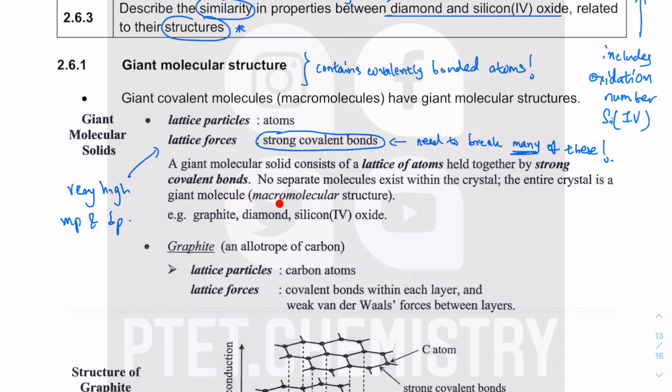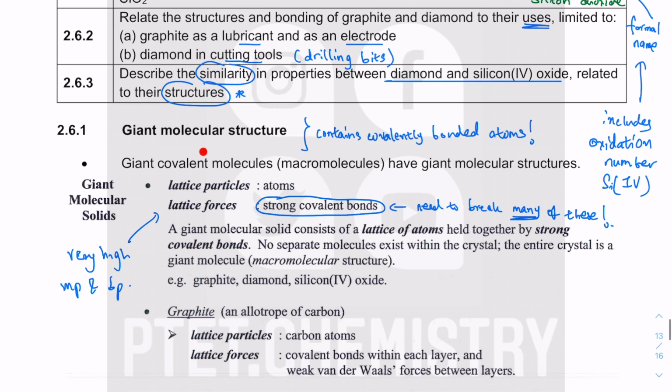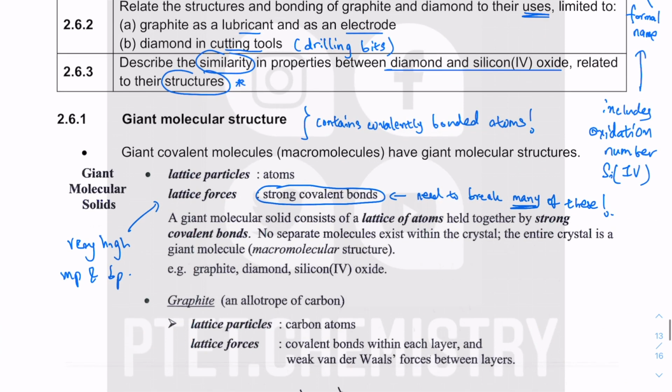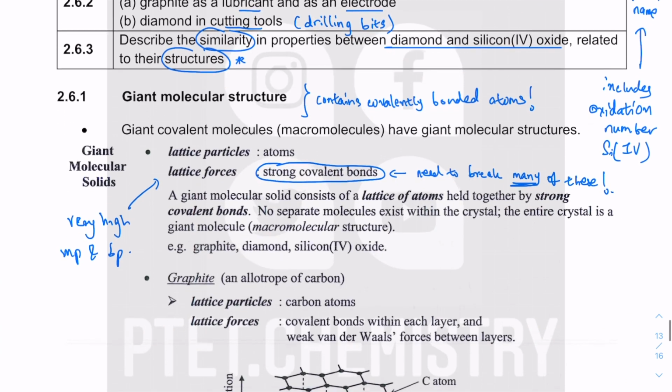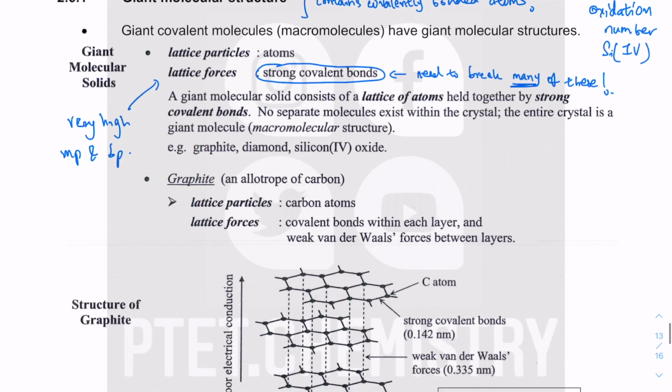Macro refers to big. Sometimes you will see the term macromolecular structure, but I suggest you just stick with one. Giant molecular structure is the same as giant covalent structure. I personally prefer to use the term giant molecular structure, but there's nothing wrong with the other terms as well. Graphite, diamond, and silicon(IV) oxide are all in your syllabus.